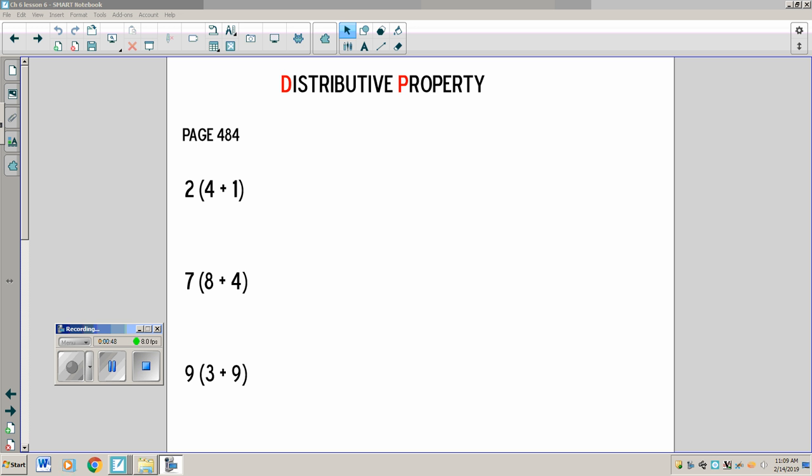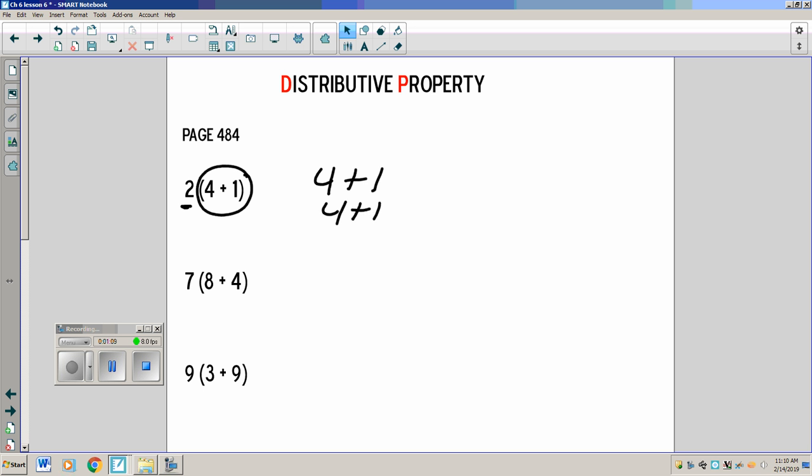Once again, turn to your book. I'm on page 484. Mine looks a little differently. We're going to use the distributive property to solve these. I know they're easy. I want to show you how it works. So the number outside the parentheses tells you how many times to do the parentheses. So you need 4 plus 1 twice. So that gives me 5 here, 5 here. That equals 10.